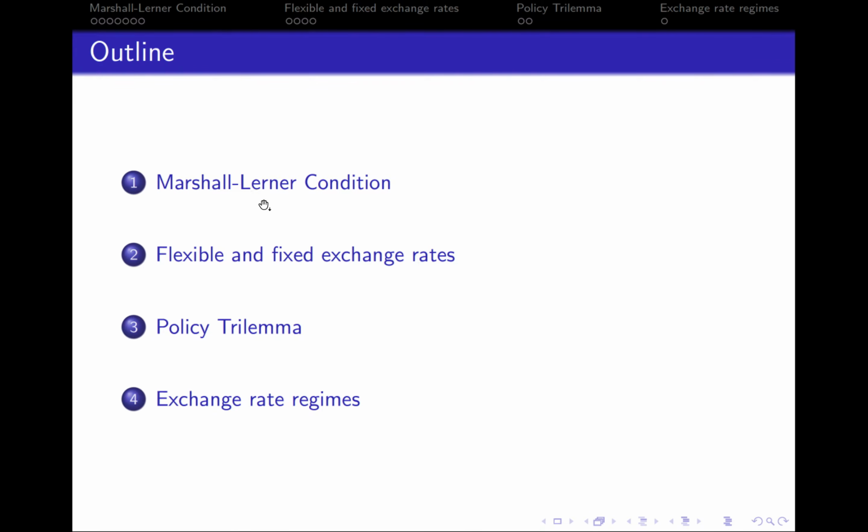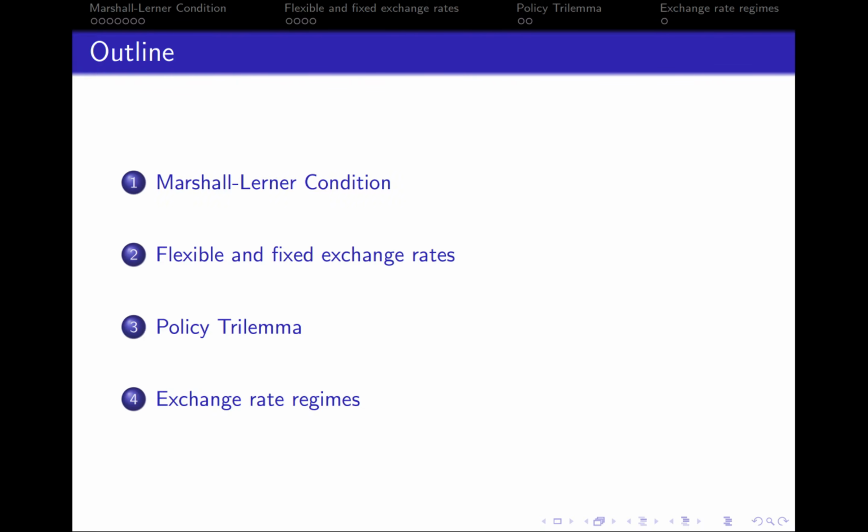So we're going to start by developing Marshall-Lerner Condition, which will tell us when depreciation or devaluation of the currency is beneficial for the economy, and then we're going to move to outlining the main differences between flexible and fixed exchange rates. Then we're going to move to policy Trilemma, which provides a very good context into the analysis of which exchange rate regime is optimal. And finally, in the last part, we're gonna discuss exchange rate regimes.